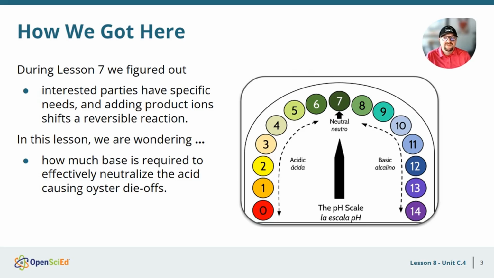In Lesson 7, students spend time analyzing the needs of indigenous leaders and aquaculturists, establishing that human decisions are deeply intertwined with environmental chemistry. Mechanistically, they also lock down some fundamental chemistry, figuring out that a strong acid has a lower pH than a weak acid, and that adding product ions to a reversible system shifts the reaction based on Le Chatelier's principle. This realization cornered them into an authentic need for today's lesson.